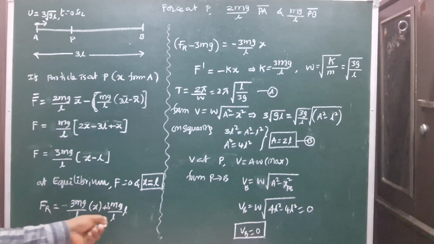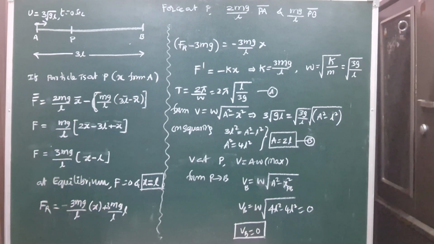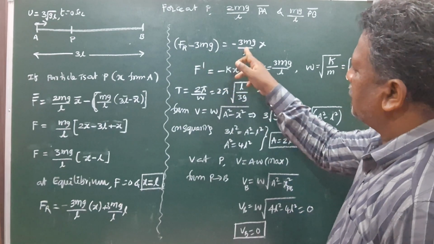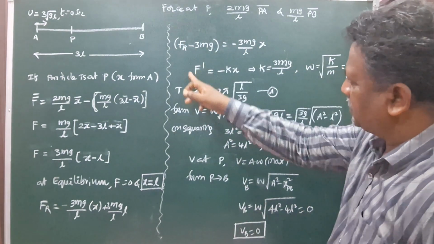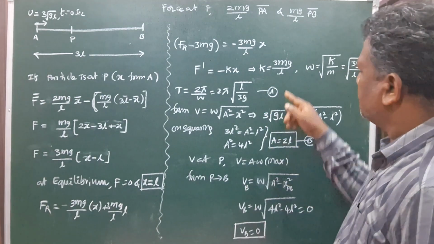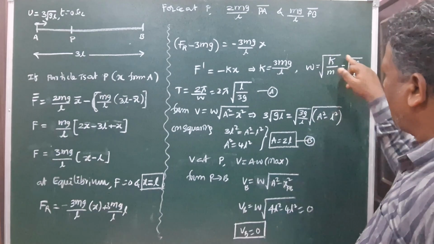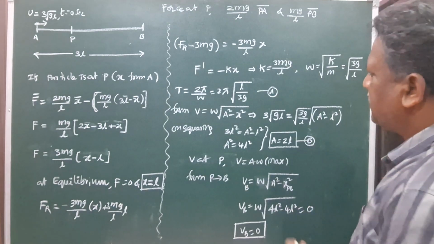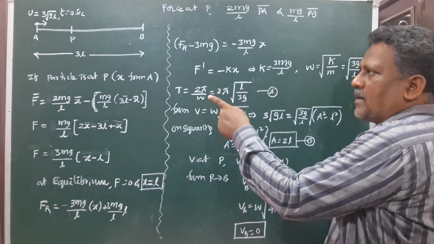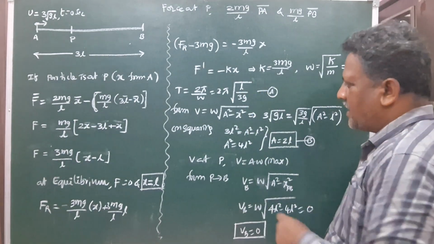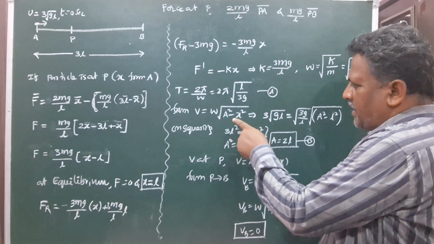Next, the restoring force we can write as minus of the applied force, and on solving it is in the form of F minus 3mg is equal to minus kx. Here the net force is taken as F dash equal to minus kx. From this comparison, the spring constant is 3mg by L, and from this the angular frequency is root of k upon m, that is root of 3g by L. And from this equation, the time period of the particle for a complete oscillation is 2 pi into root of L by 3g.